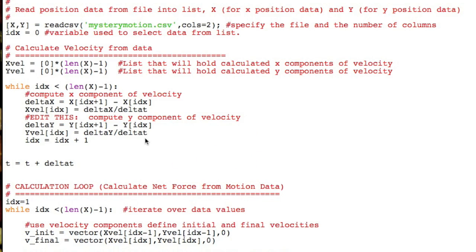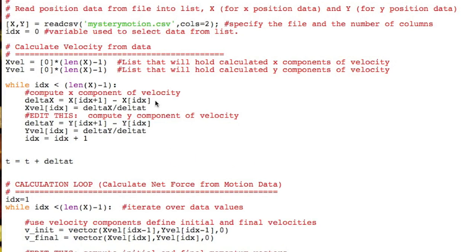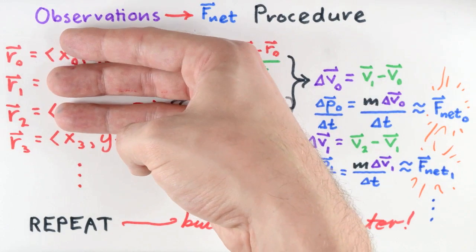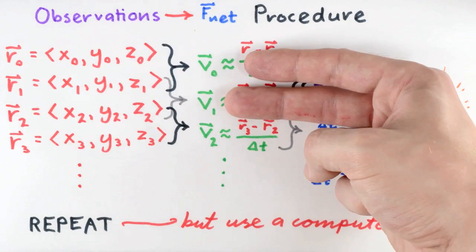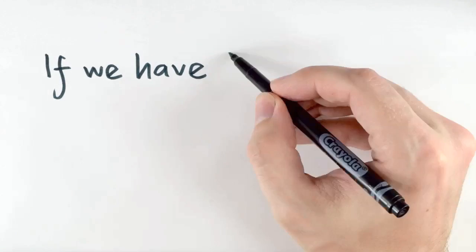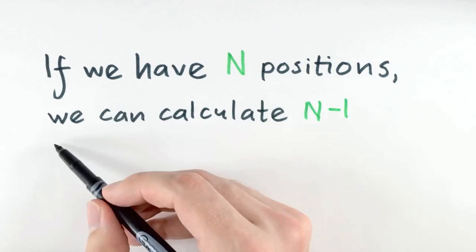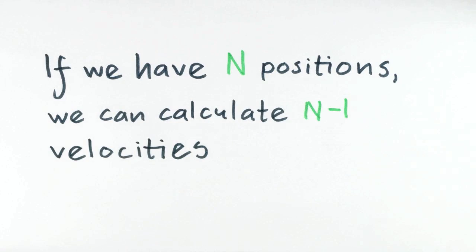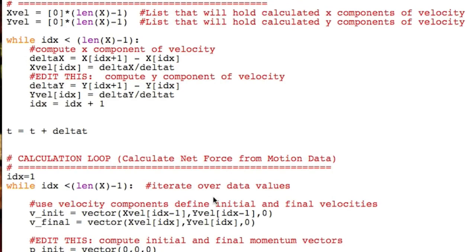Second, we also notice that for each velocity estimate made this way, 2 different position data points are needed. You'll recall we said earlier in this lecture that we need 3 position data points to calculate 2 velocities. What that means in general is that for a given number of position data points, the number of velocity estimates will be 1 fewer. For that reason, we defined our lists for velocity components to have 1 fewer entry than the number of position components. We determined the number of position components from the X list using the Python function len.